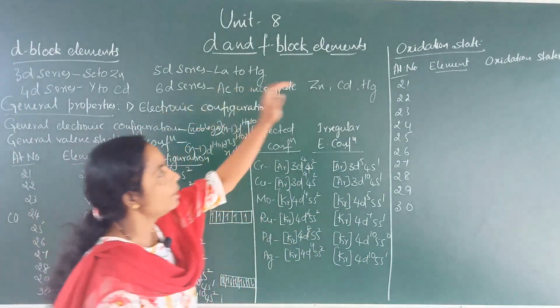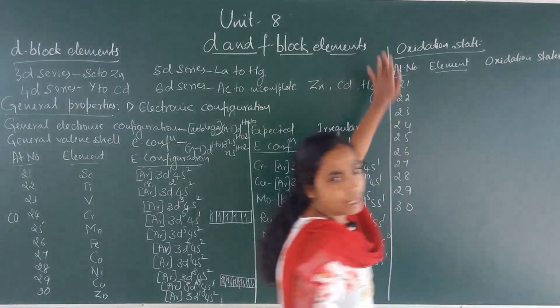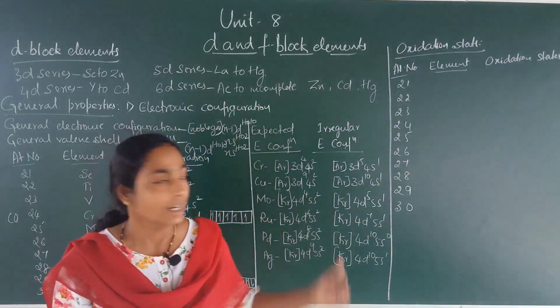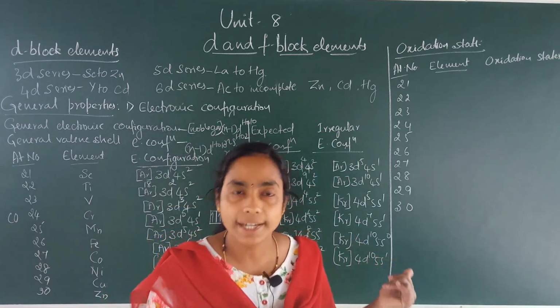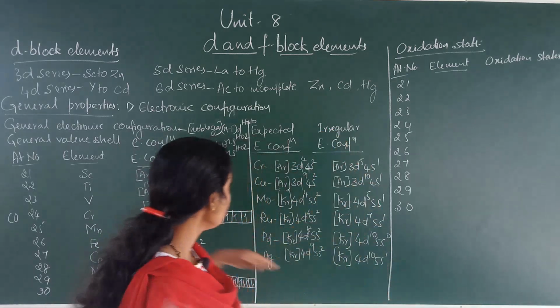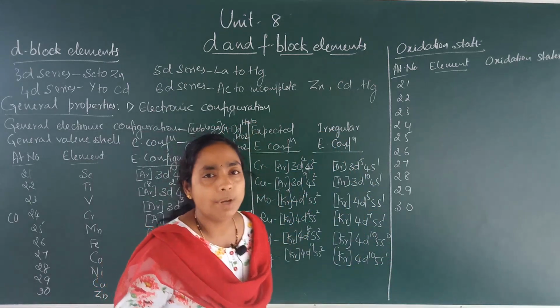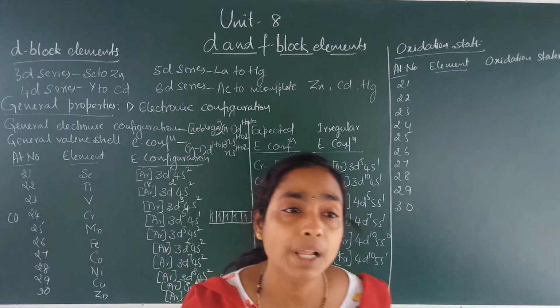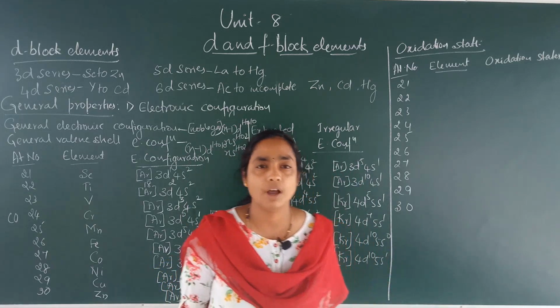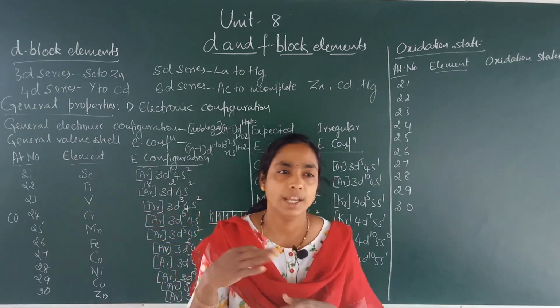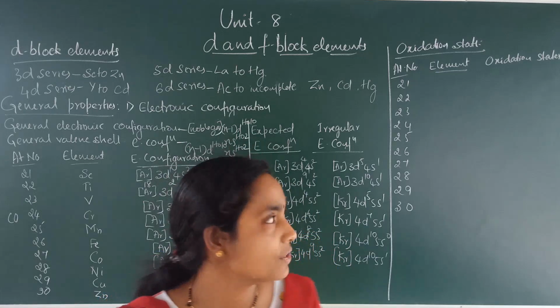Next, we will talk about the oxidation state of the d block elements. To explain this, once again I will consider the 3d series elements. The d block elements show variable oxidation states. Variable oxidation state means what? In different compounds, this element shows different oxidation states.